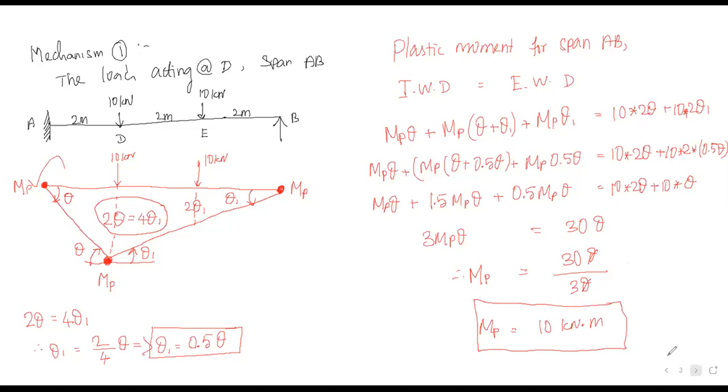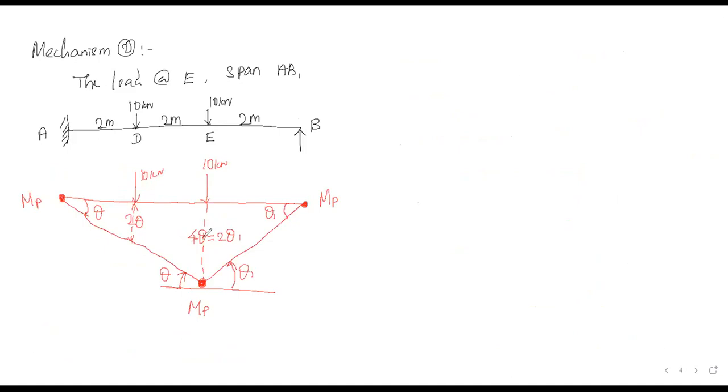Next, we should move for the span AB under the load of E. So here we have to convert this theta 1 in terms of theta. So 4 theta is equal to 2 theta 1. Therefore, theta 1 is equal to 4 divided by 2 into theta. Theta 1 becomes 2 theta now.